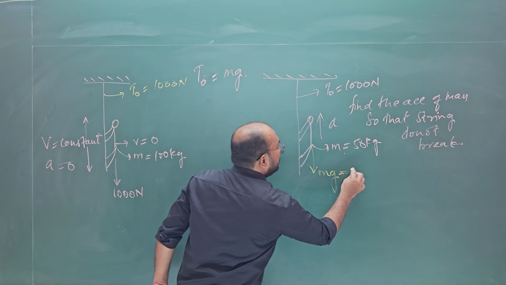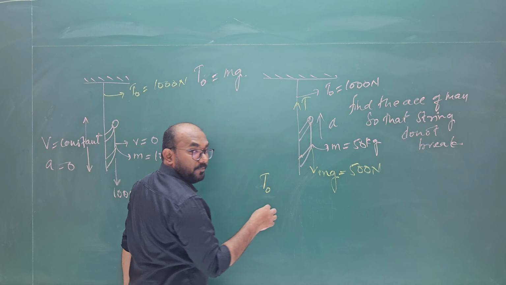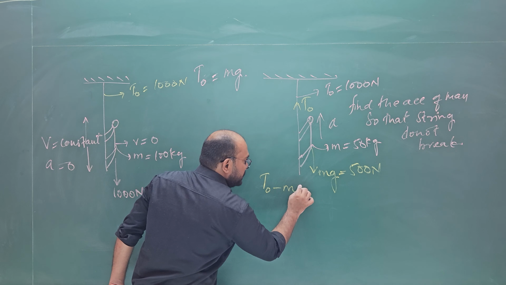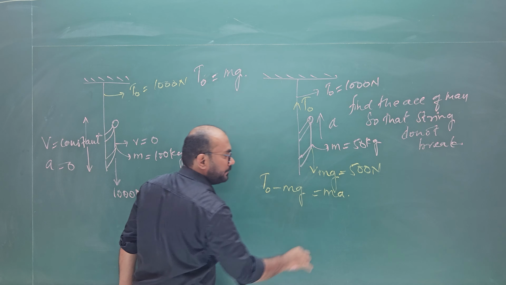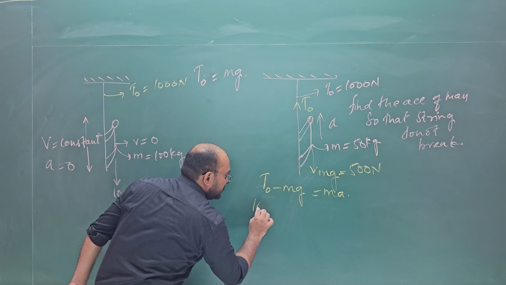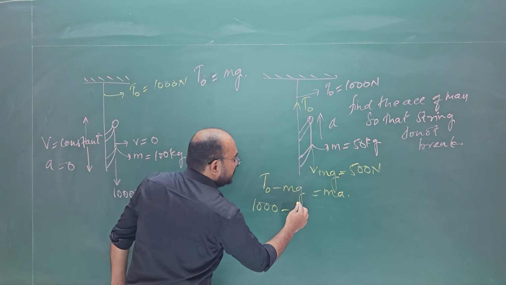Acceleration is in the upward direction. Obviously, bigger force minus smaller force. Why? Because tension will be acting in the upward direction, and the tension we are considering is the maximum tension. So T naught minus mg equals ma. Can I write like this? What is the maximum tension? 1000 Newton. And mg is 500 Newton. And mass of this man is 50 into acceleration. That means 500 upon 50, so acceleration can be written as 10 meter per square second.